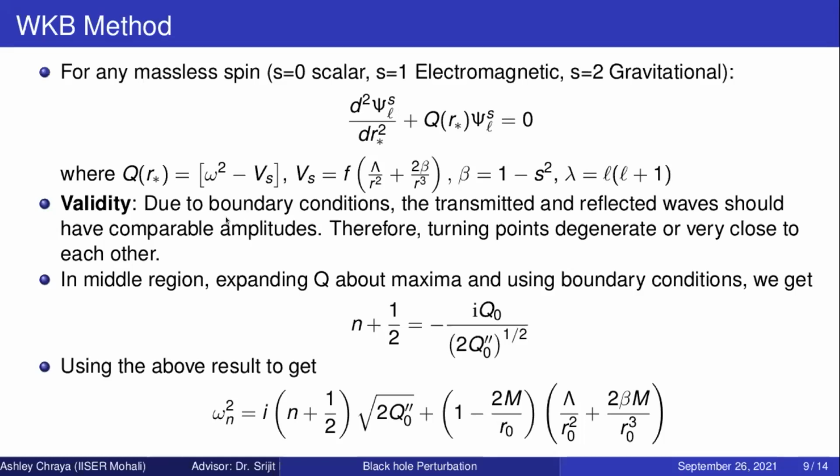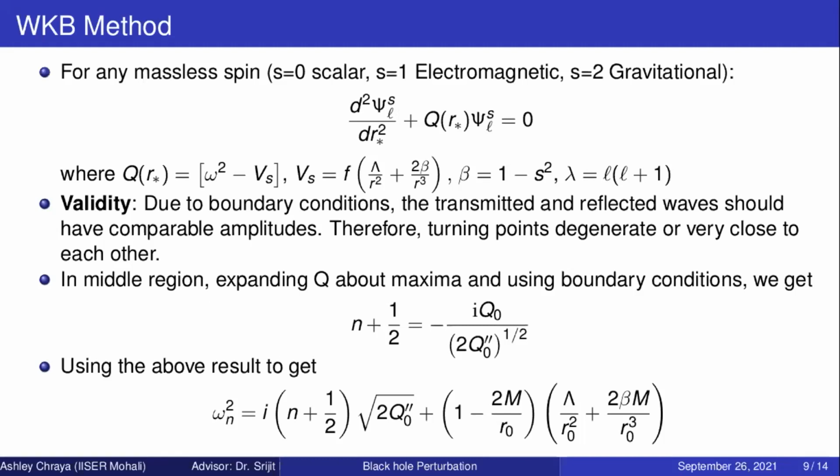Okay. So now if it is valid for any massless spin, we can apply our WKB method, because this equation is equivalent to our Schrodinger equation. As in our quantum mechanics, we do our WKB method, almost equivalent, but there would be changes in the boundary conditions and the results which we will get. In the WKB method, there would be two turning points.